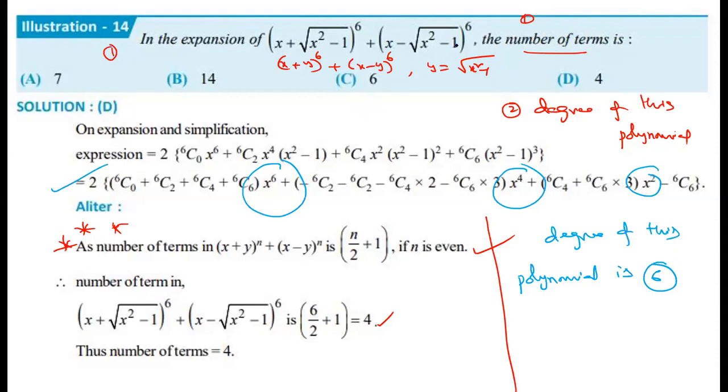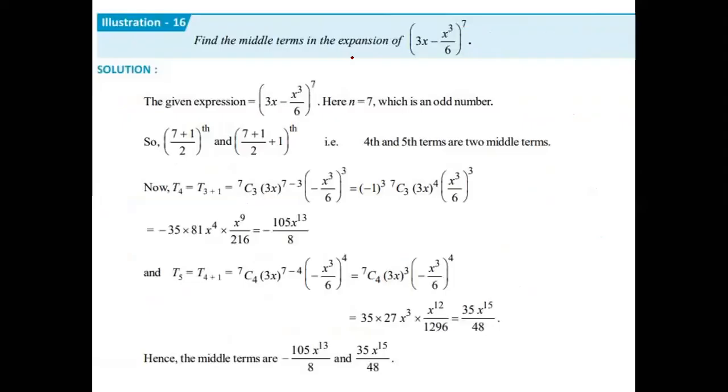So you should create questions like this. If they're asking the number of terms, you can add one more point. What is the degree of this polynomial? 6 after expanding. So in this case, if they're giving minus in the same question, again the answer completely changes.